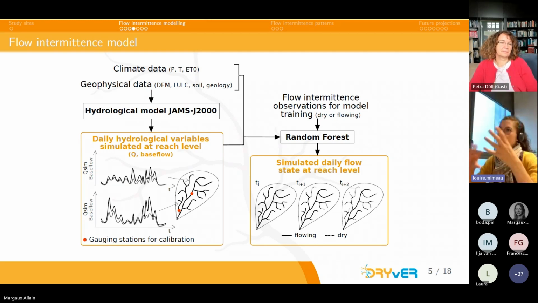So we use these 3 types of input data inside the random forest, and then we train the random forest with flow intermittence observations. And in the output, we can predict the flowing condition. So it's a binary output. It's either flowing or dry at daily time step for each reach of the river network. Next, please.